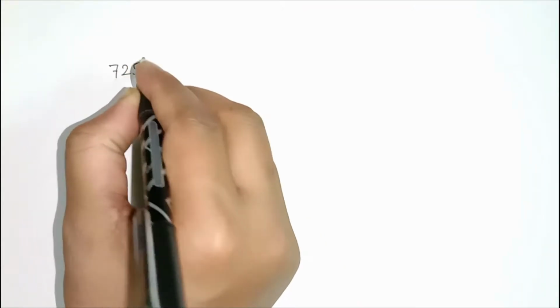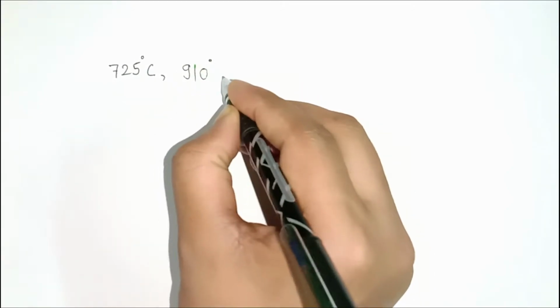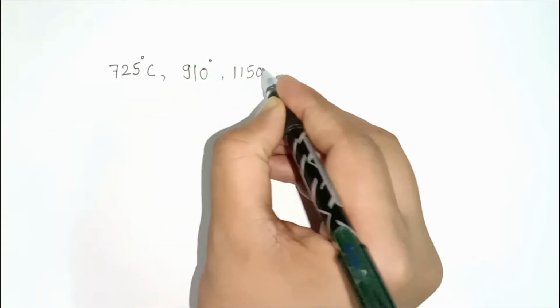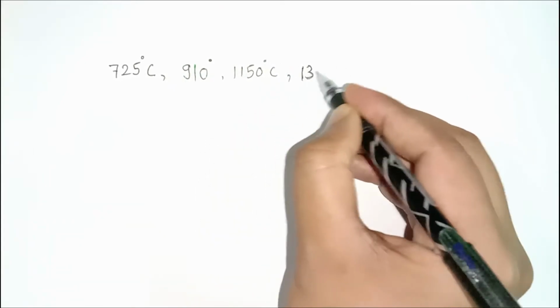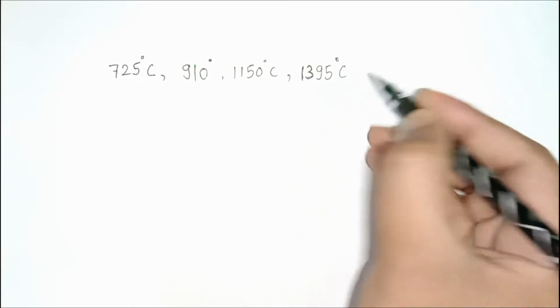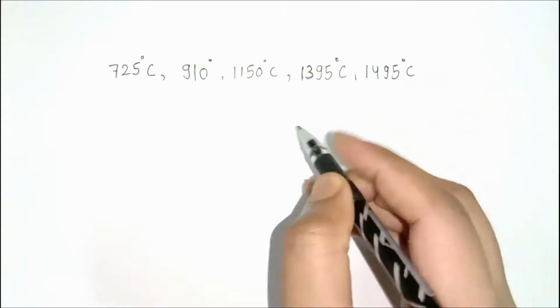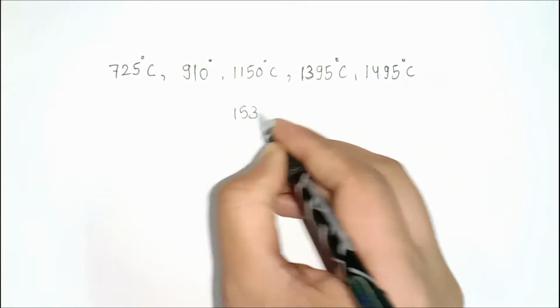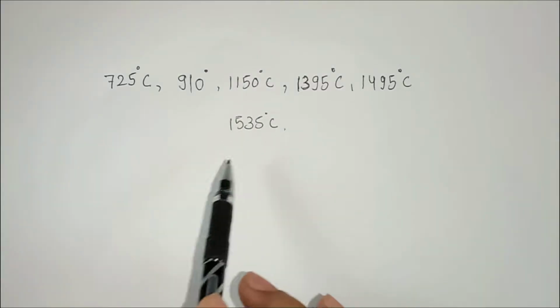For the iron carbon diagram, please remember some temperature points: 725 degrees Celsius, 910 degrees Celsius, 1150 degrees Celsius, 1395 degrees Celsius, 1495 degrees Celsius, and 1535 degrees Celsius. All these temperature points are divisible by 5.